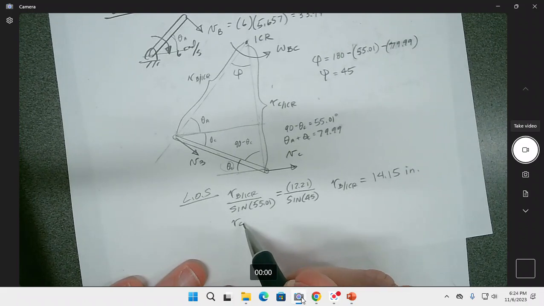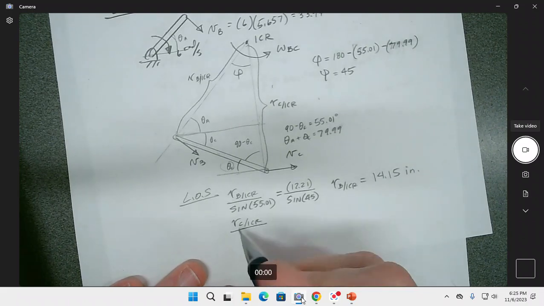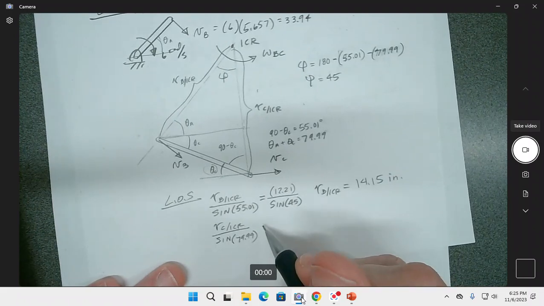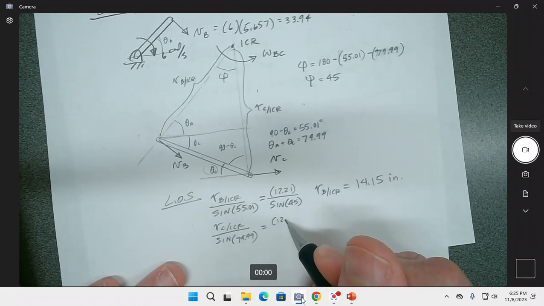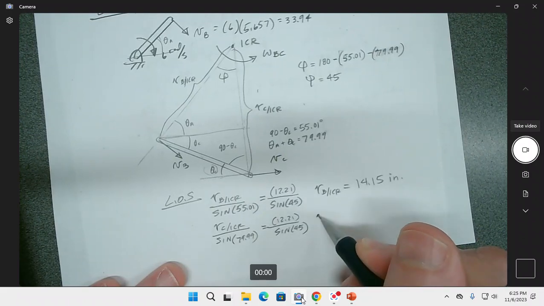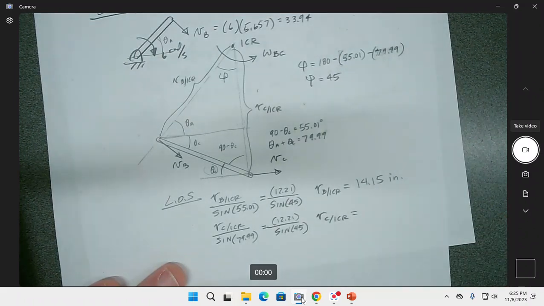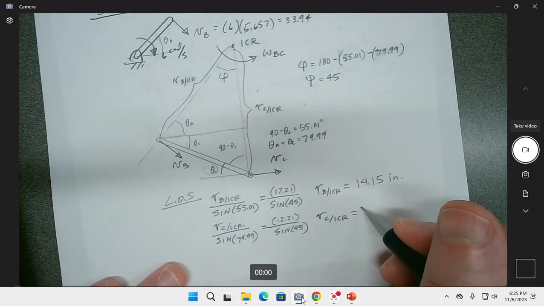Makes more sense to just go ahead and do the other one while we're here instead of doing it the haphazard way. This is the 79.99, basically 80. And then do this one again. Sine of 45. We get RC with respect to ICR, and so we have 12.21 sine 45 divided, and it goes 79.99 sine times, and I get basically 17.